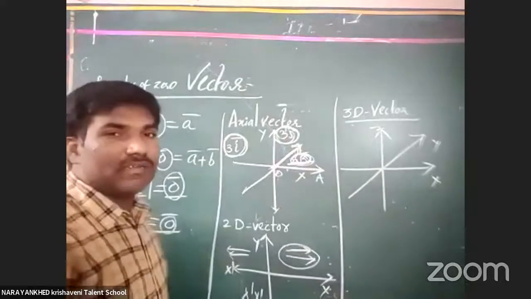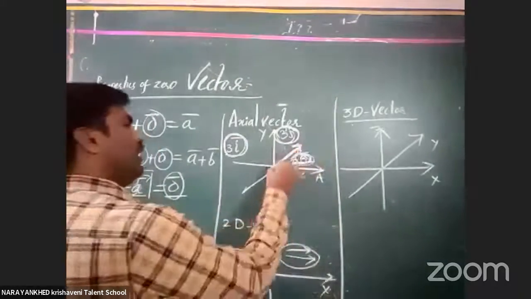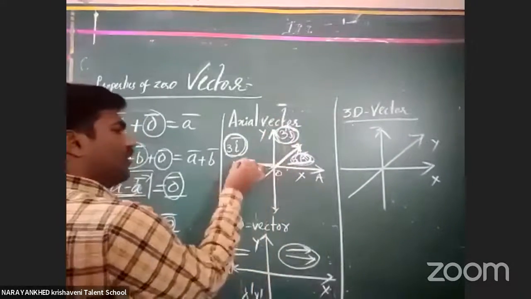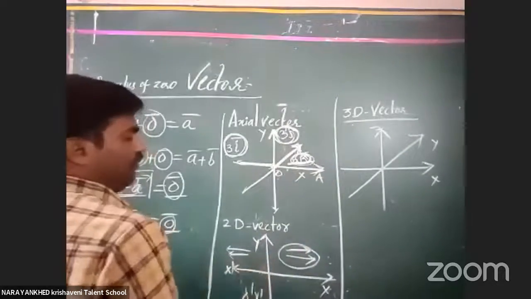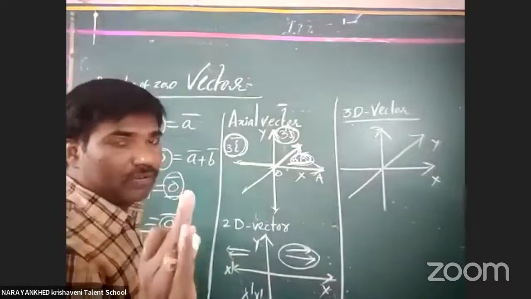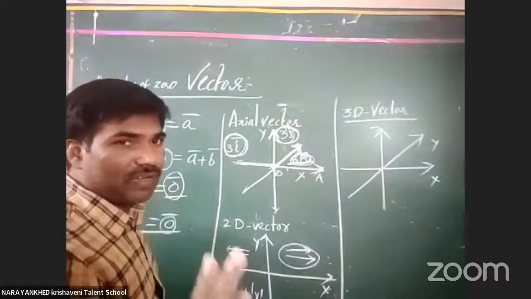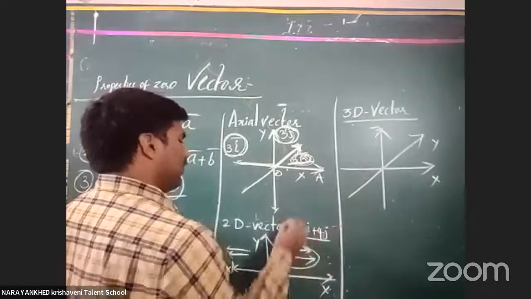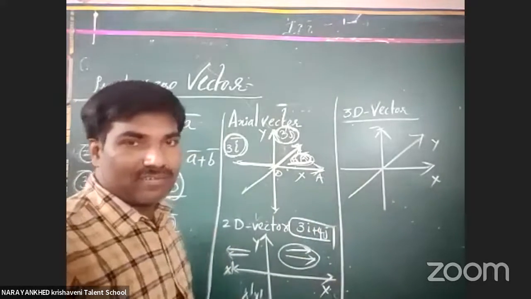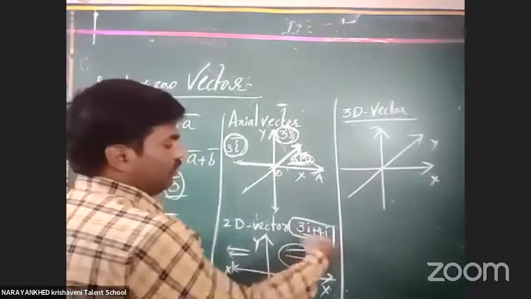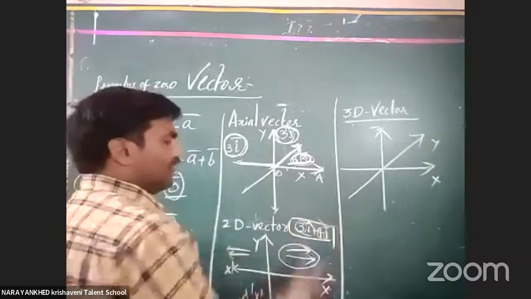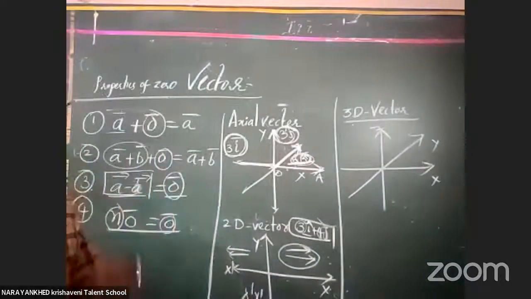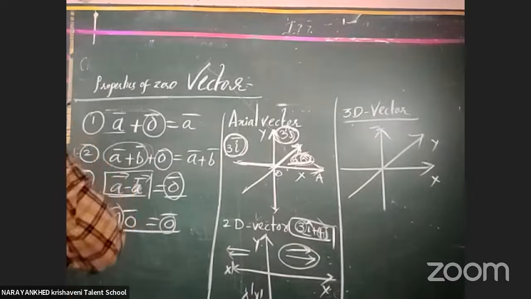How do we consider these three things? They are a vector along the z-axis, a vector along the y-axis, and a vector along the x-axis. Suppose a 2D vector: it compulsorily contains two components, for example 3i plus 4j. One is along the x-axis, another is along the y-axis. Clear or not? Got it or not? In this way we consider different vectors along different directions.